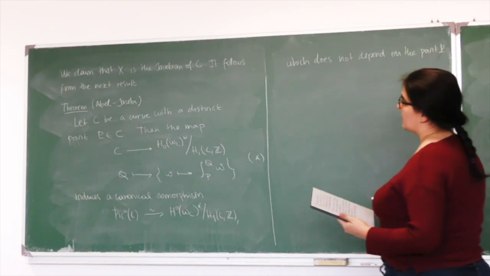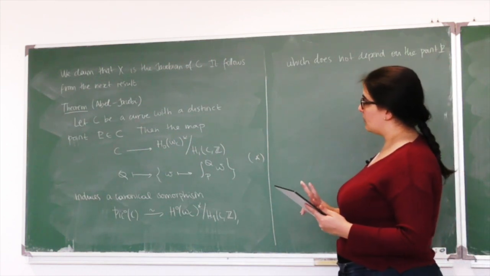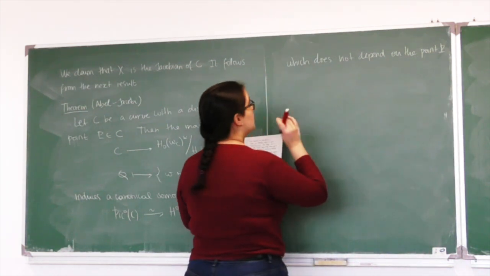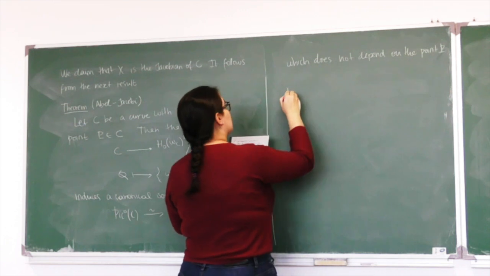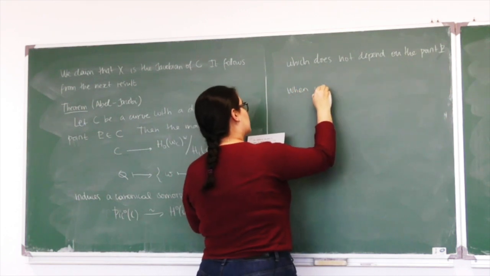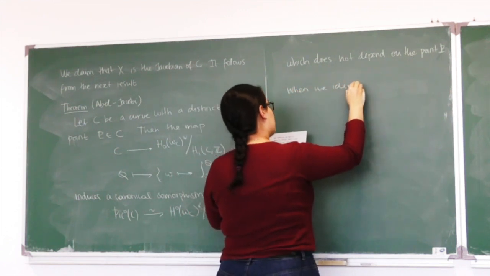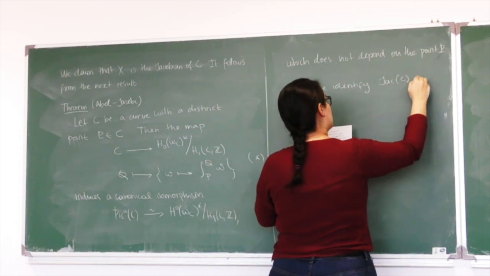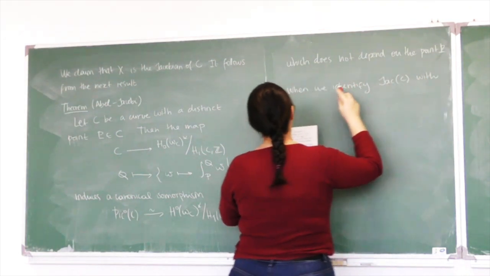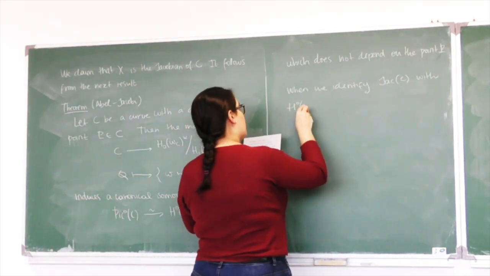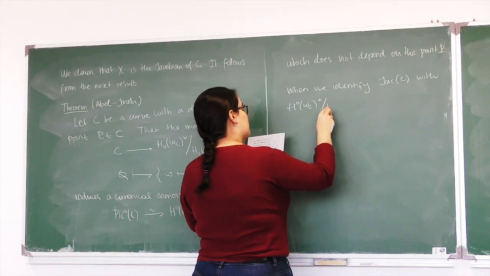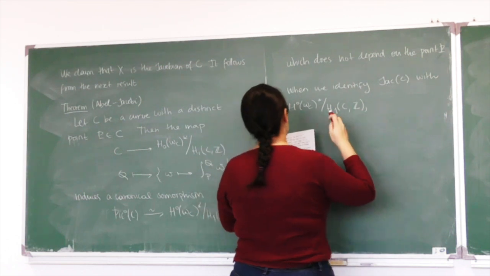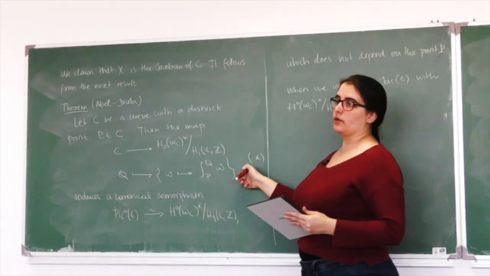And the nice thing about this result, well, there are two things that I want to note. The first one is that when we identify the Jacobian of the curve with this complex torus, so they are isomorphic, but if we look at them as exactly the same thing, then this map that we have defined here is no other than the Abel-Jacobi map.